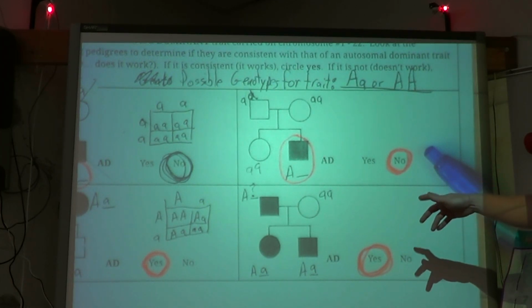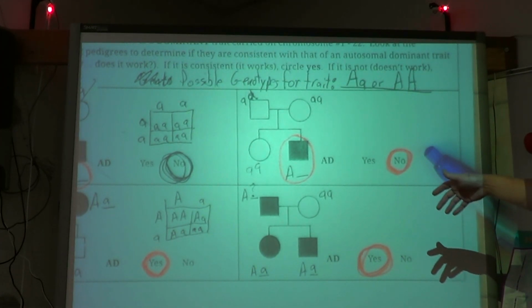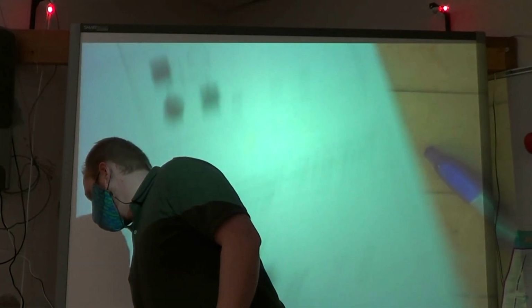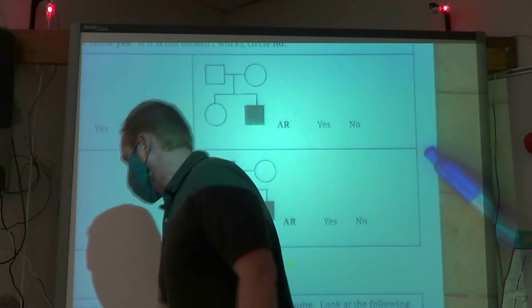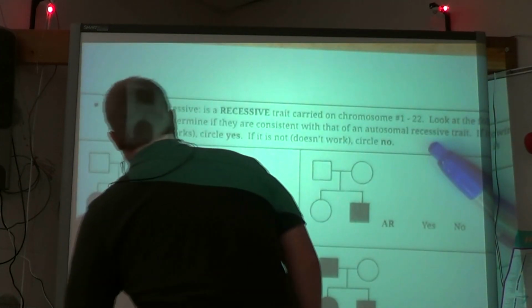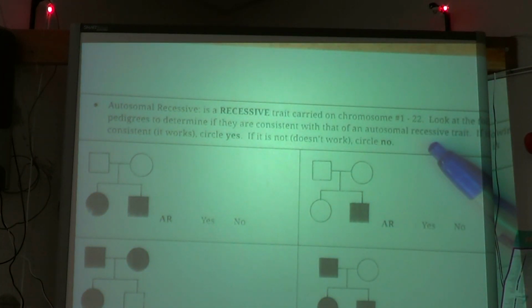Questions about that before we hopefully forget almost everything we just talked about? Okay. The reason I say forget almost everything we talk about is because now we are switching modes of inheritance. So don't forget about the circles, the squares, shaded having the trait, fathers, mothers, sons, daughters, stuff like that. But forget about the letters that you wrote with shaded versus non-shaded, because that was a different mode of inheritance.